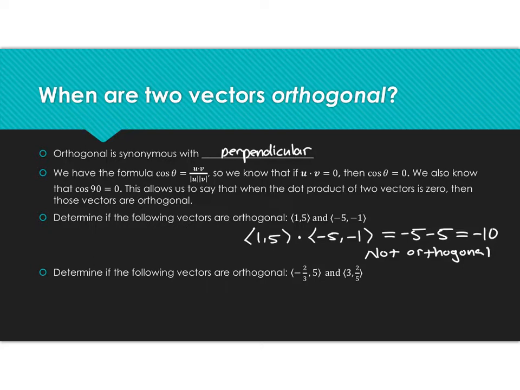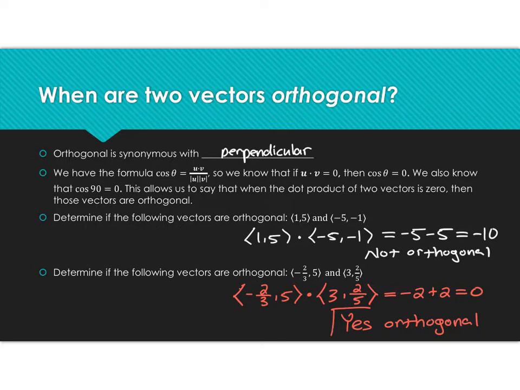Okay. Next example, determine if these two vectors are orthogonal. Same process, we want to find the dot product. When we do this, we get negative 2 plus 2, which is 0. Since the result of this dot product is 0, we say yes, these are orthogonal.